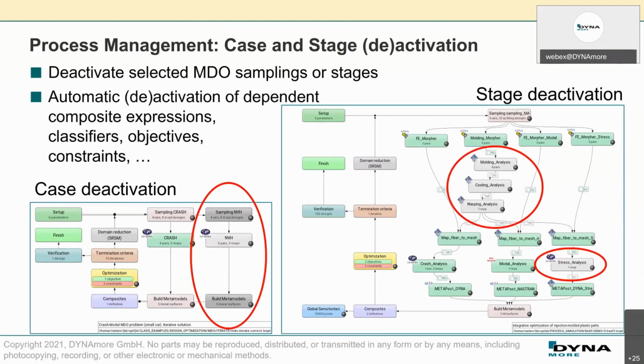And if you are ready with the next stages, then you can activate them and run the following stages and so on. Of course, there are dependencies between the stages, and also output from stages could be used as objective functions and constraints and so on. So everything that is related to a deactivated stage will be also deactivated automatically if you deactivate a stage or a sampling, and also the other way around. So if you activate it again, then also those entities will be activated again automatically. And the same for case deactivation, of course.